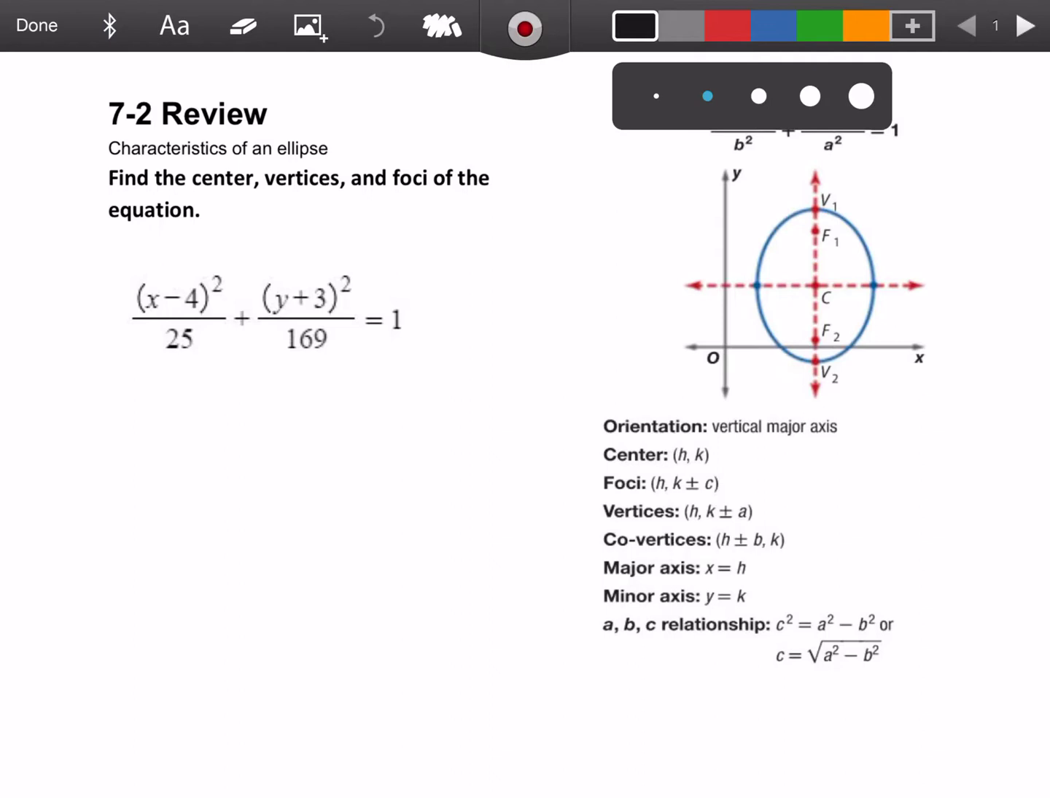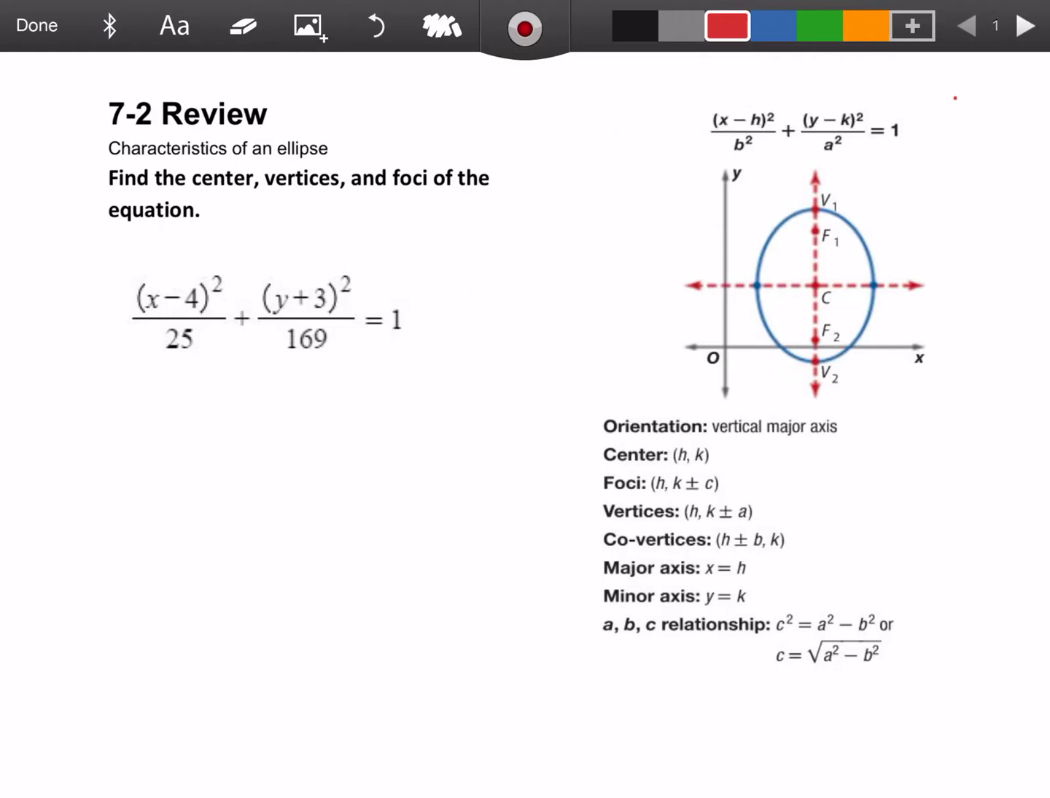I wanted to take this video and go through some 7.2 review on ellipses and circles. So a couple of things. One, you will have your cheat sheet out, hopefully, and the one that we're going to be using is here at the right. I'm just going to go through 4 examples, 2 ellipses, 2 circles, and this would be to find the characteristics of an ellipse. So it says find the center, vertices, and foci of the equation.